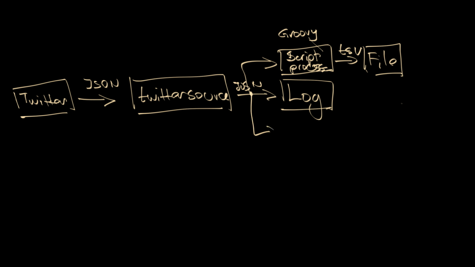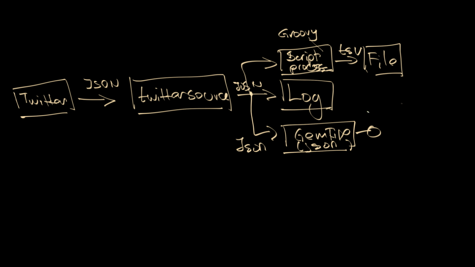We can do the same thing, but now load the data in each row in JSON format directly into Gemfire, which is an in-memory data grid system. Gemfire supports JSON natively, and exposes a query interface called OQL, Object Query Language.